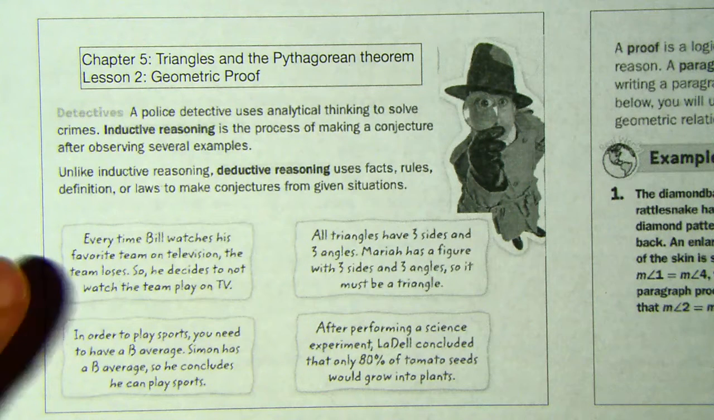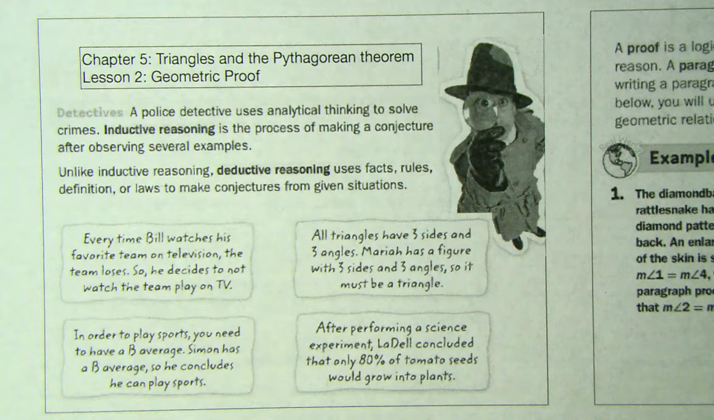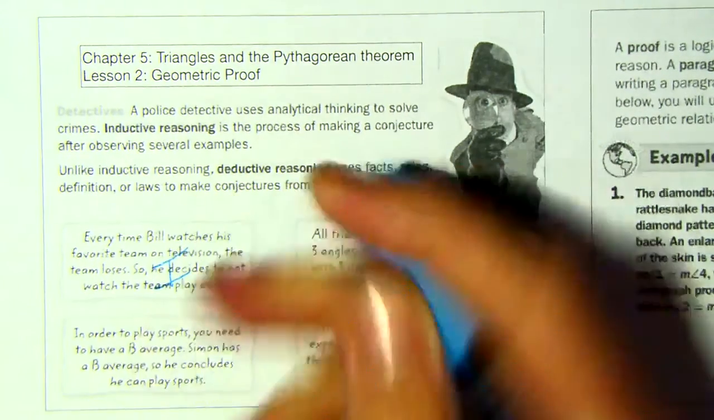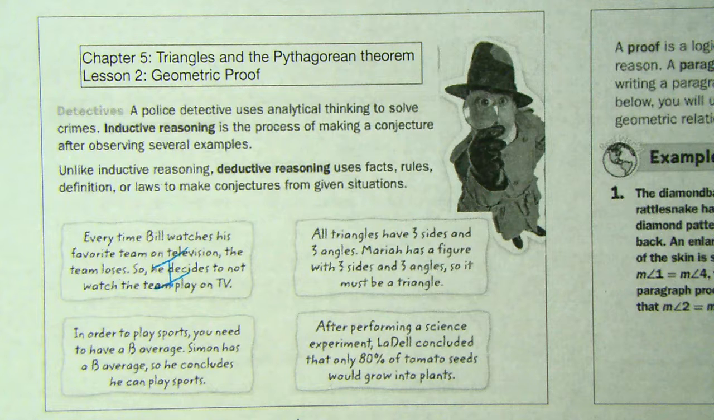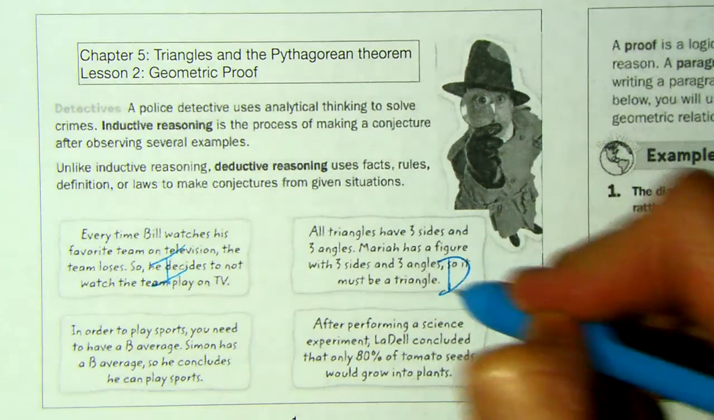So let's read this one. Every time Bill watches his favorite team on television, the team loses. So he decides not to watch the team play anymore. Inductive or deductive? That is inductive. I wish it were that easy, right? Okay, to the right of that, all triangles have 3 sides and 3 angles. Mariah has a figure with 3 sides and 3 angles, so it must be a triangle. That's deductive because it is based on facts.